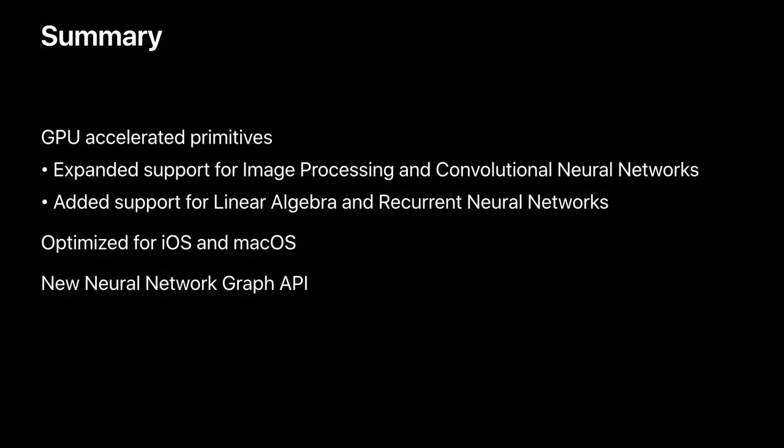And on this note, let's go to the summary. In this session, we talked about all of the new primitives that we added to the MPS framework this year. We've expanded our support for image processing primitives and for convolutional neural networks, and we've added support for linear algebra and recurrent neural networks. The framework is optimized for iOS, as I told you, and now these primitives are also all available on the Mac. We also talked about the new neural network graph API, and we showed you how easy it is to use to build and execute your networks on the GPU, and that it makes it possible for us to deliver the best performance for your networks across different GPUs.